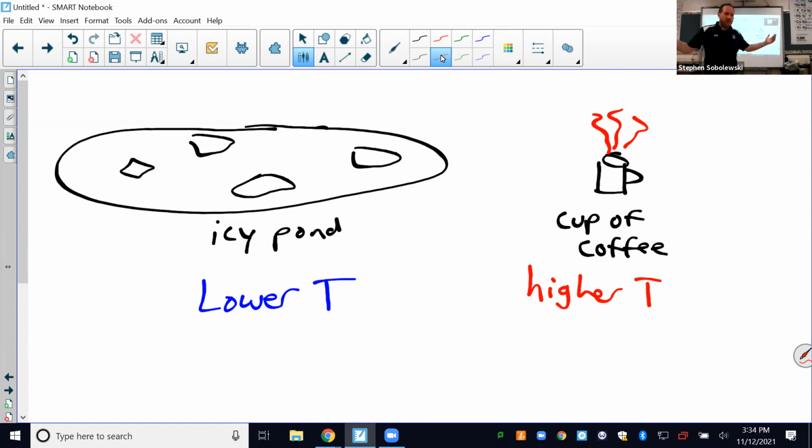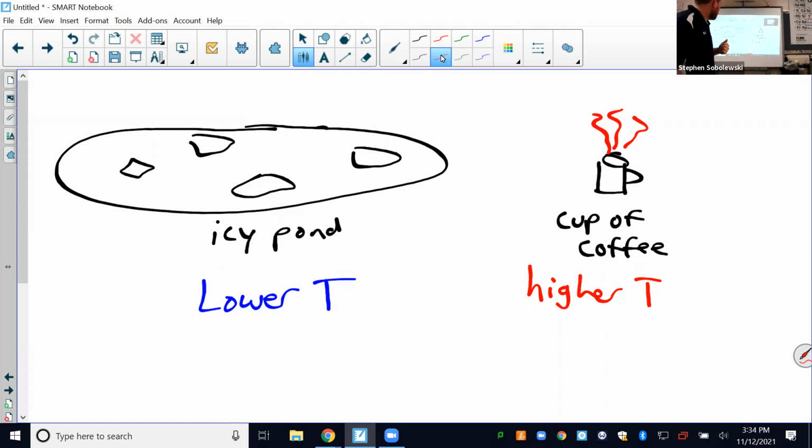Because temperature is the speed of the particles. So on average, I should say the average speed of the particles, the icy pond's particles are moving slower than the hot cup of coffee's particles. But let's talk about heat. Which one of these would you say has more total movement of particles?